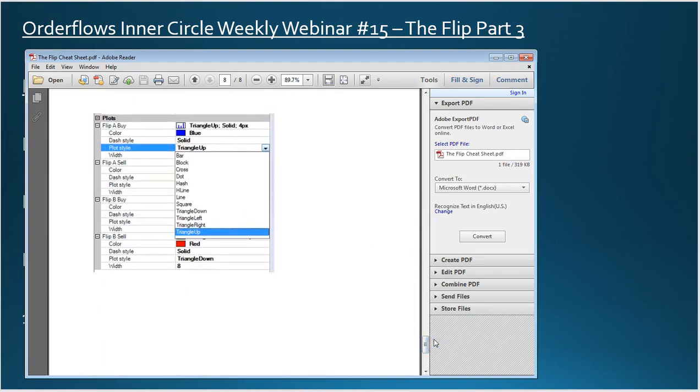And again, you could go inside the plot style. Say you want to change it from a triangle, you could change it to a line, a dot, a cross, a block. It's up to you. You could adjust it to however suits you best.